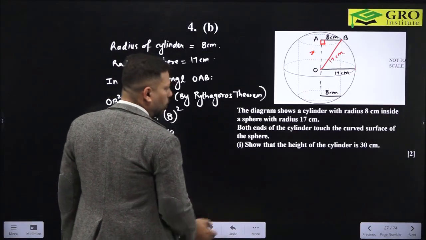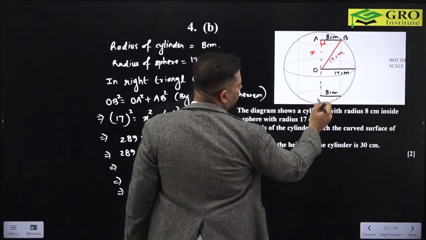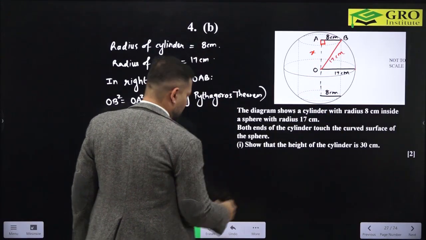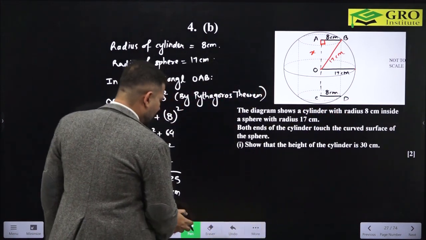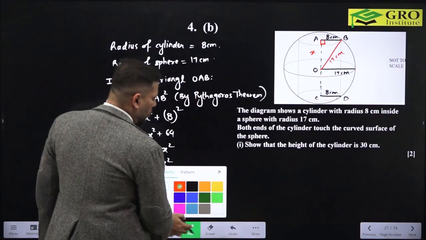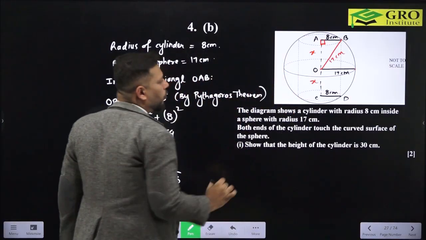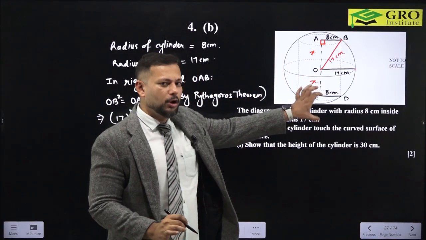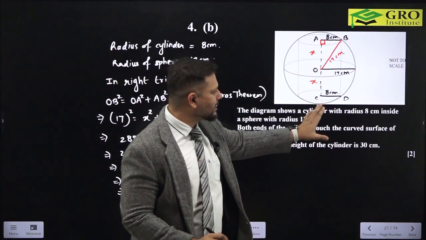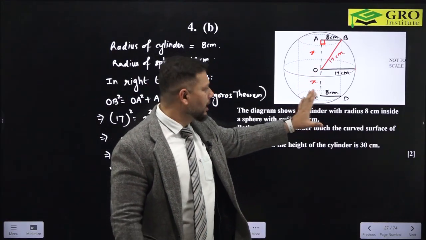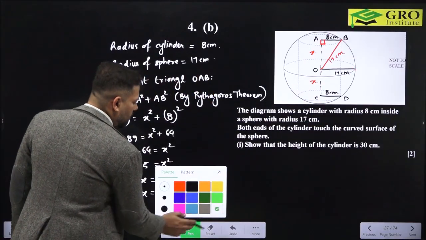So just pay close attention over here. Since OA is x, let us name this point C and let this point be D. So OA and OC will be the same. OA is x, so OC is also x. If OA is x, OC will also be the same value of x, that is 15 centimeter. So the height AC, that is the height of the cylinder, is equal to x plus x, that will result into 30, and that only we needed to show.